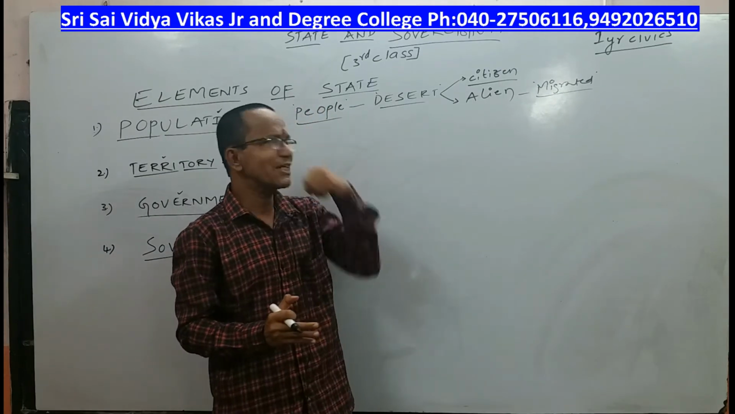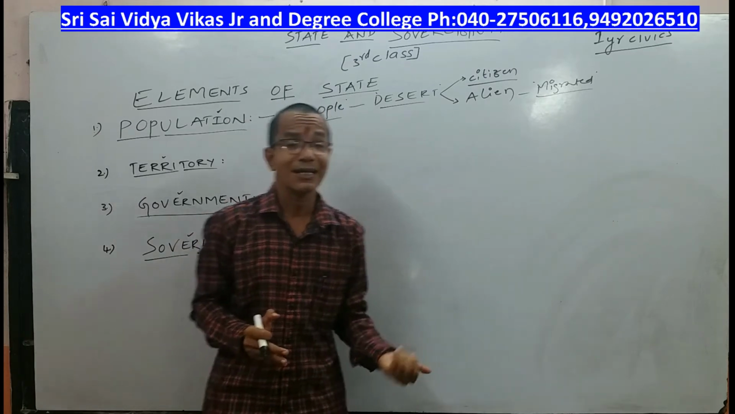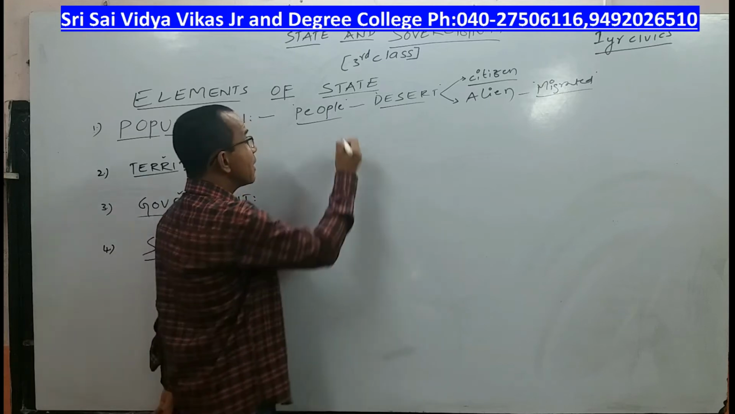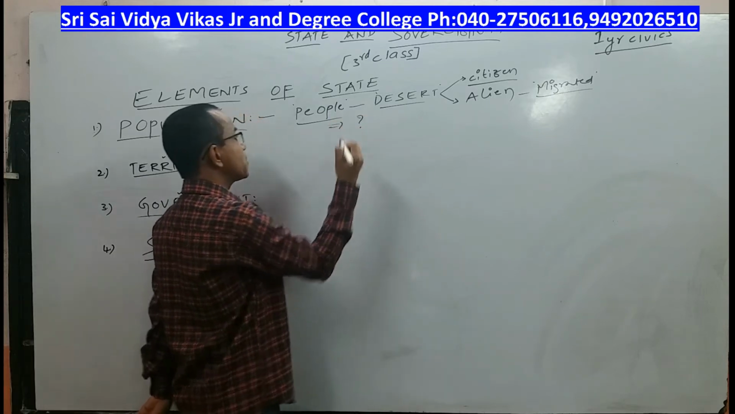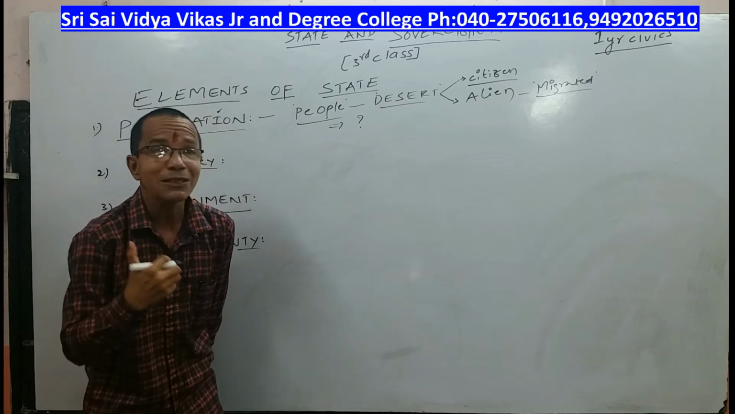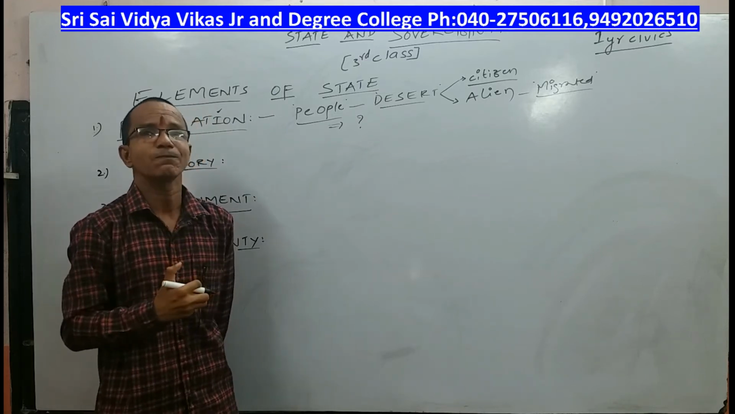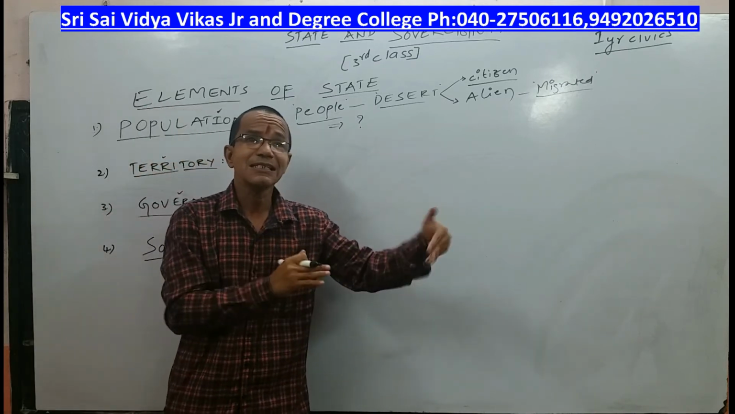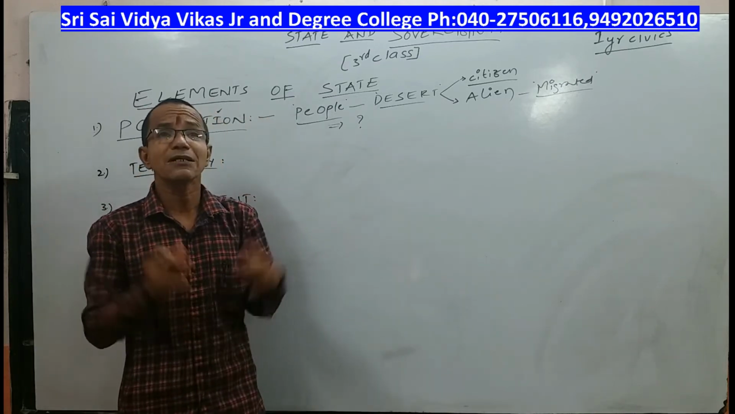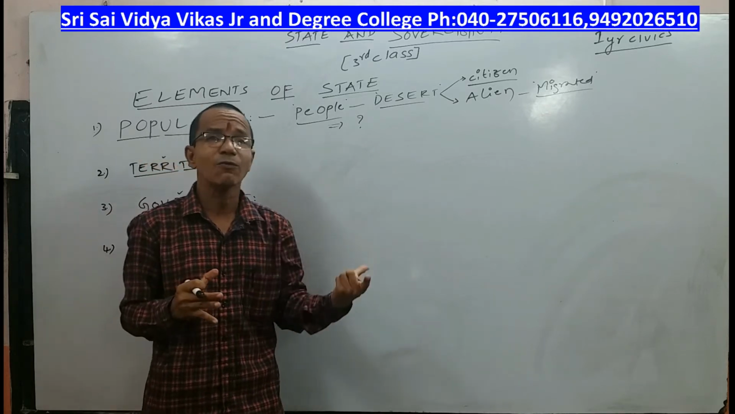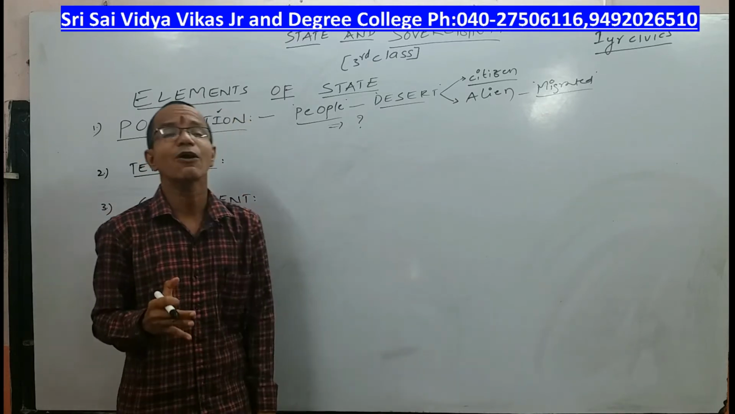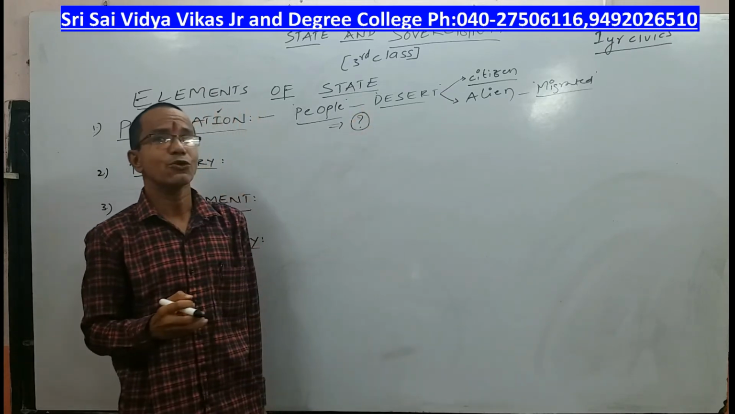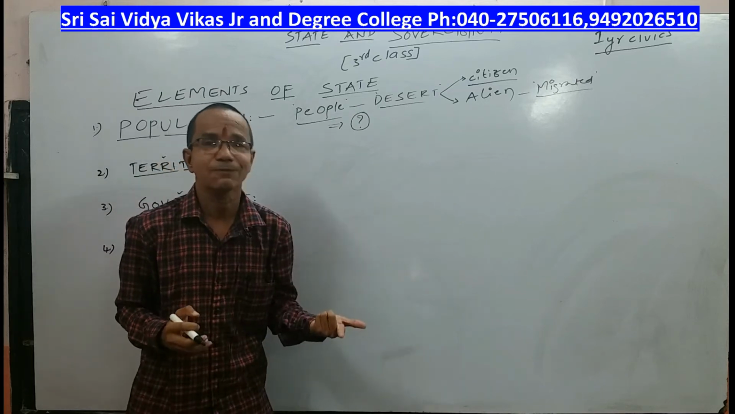So here the next question arises regarding the concept of population. How much should the population be? How many members? In the definition we said that there shall be less or more. But less means how many? More means how many? This question is again going to be raised.